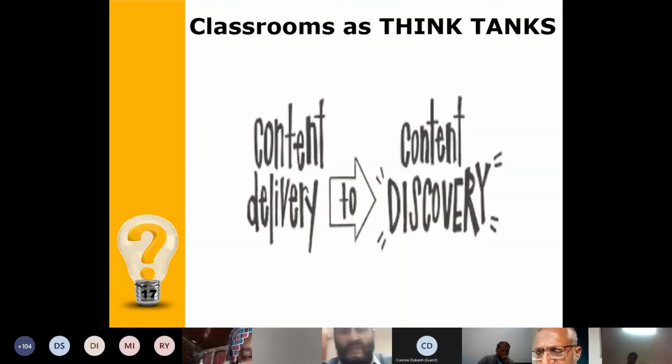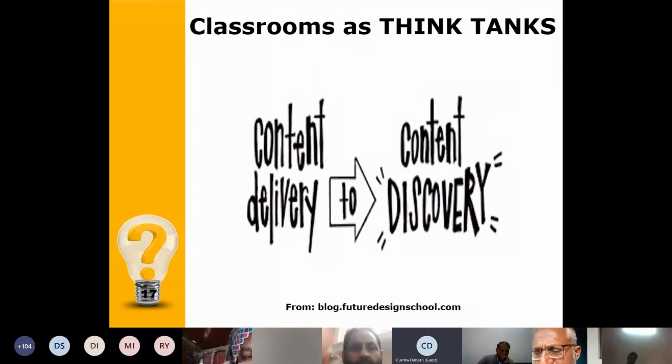So classrooms as think tanks. You must have heard of think tanks? Are our classrooms think tanks? Can they be? Yes, they can. But we will have to move from content delivery to content discovery. So far we've been doing content delivery. We tell, say, tell, say, that's what we've been doing. That will not make think tanks.